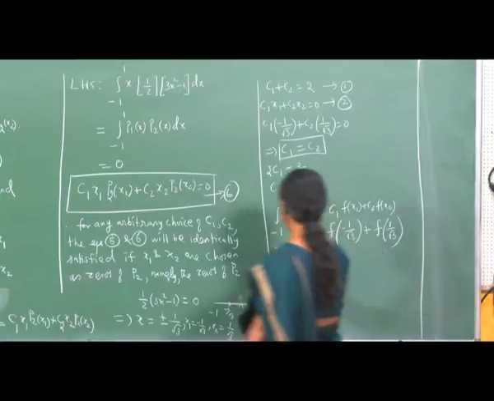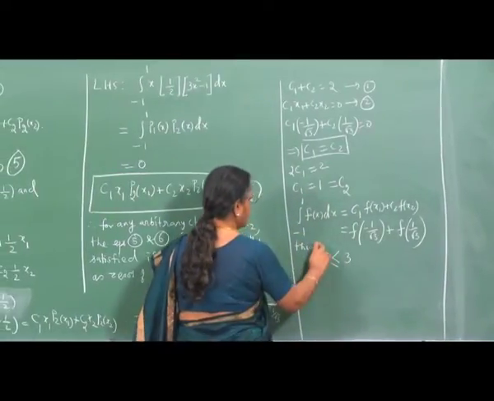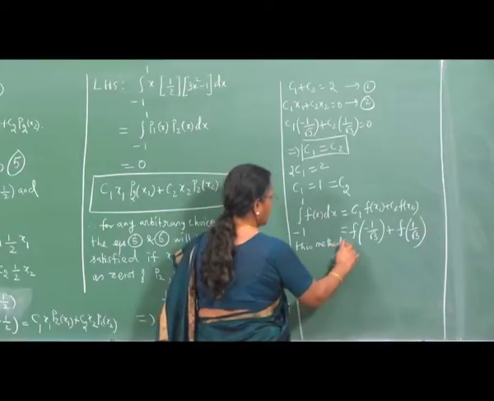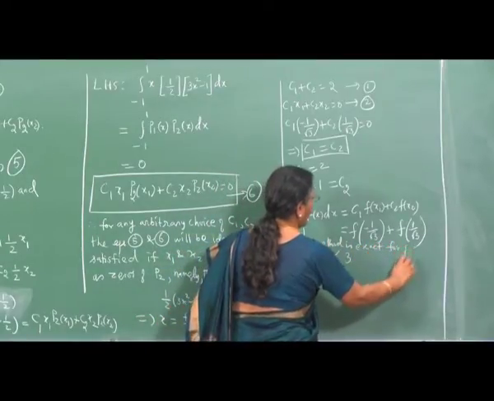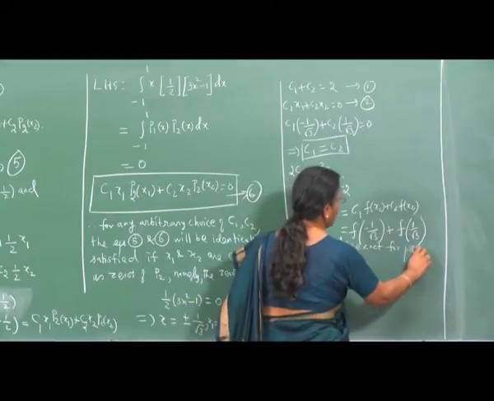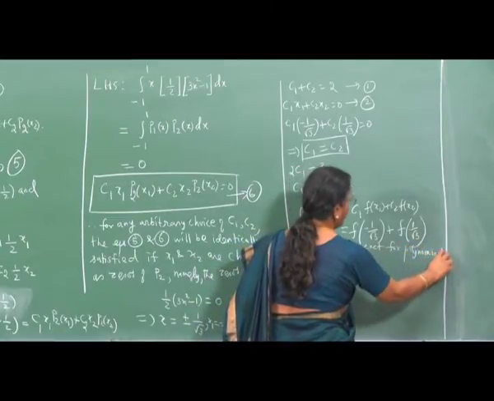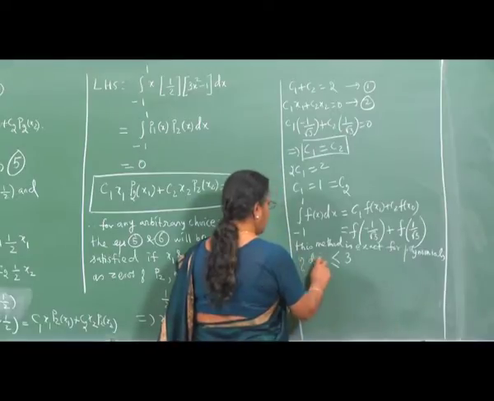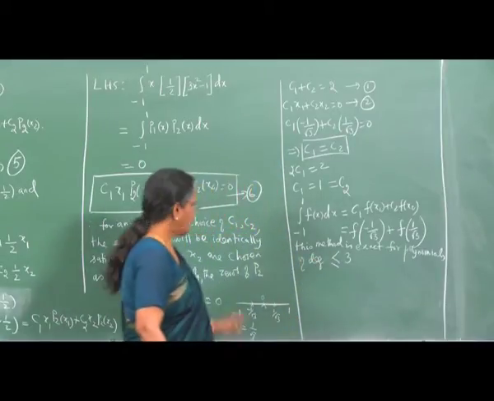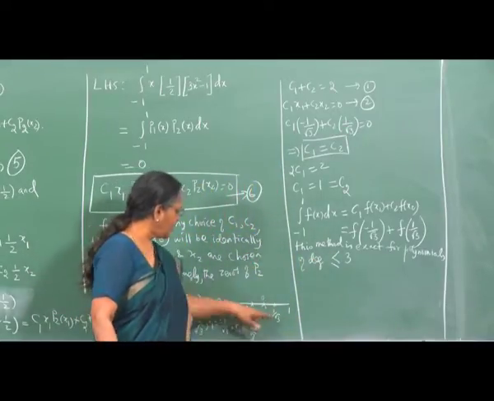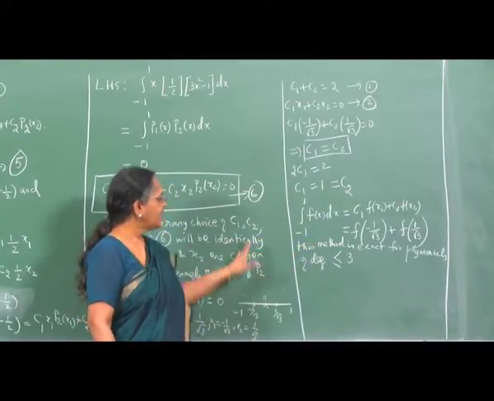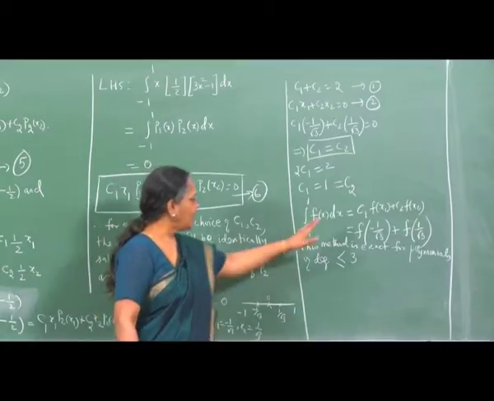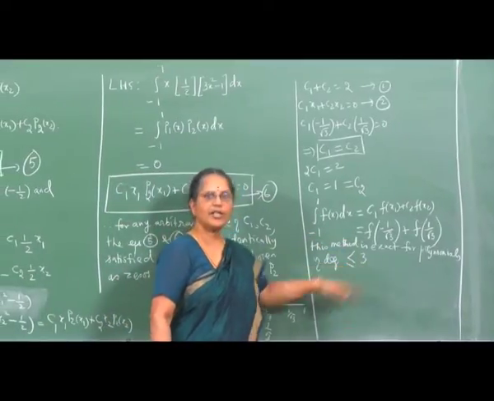So, this method is exact for polynomials of degree less than or equal to 3. There are only two nodes at which the function is evaluated. The method is exact for polynomials of degree less than or equal to 3.